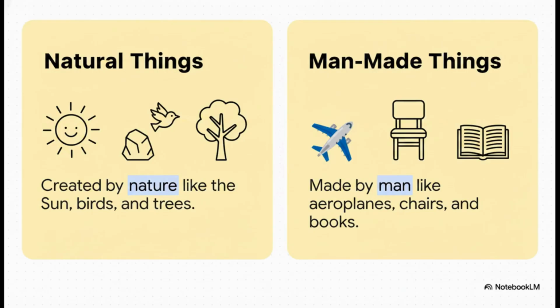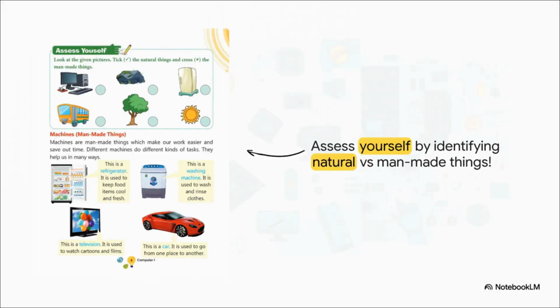Then, on the flip side, we have man-made or artificial things. An airplane, the chair you're sitting on, or a printed book. These are crafted by human beings. So let's put this to the test and assess ourselves. The book asks us to tick the natural things and cross the man-made things.